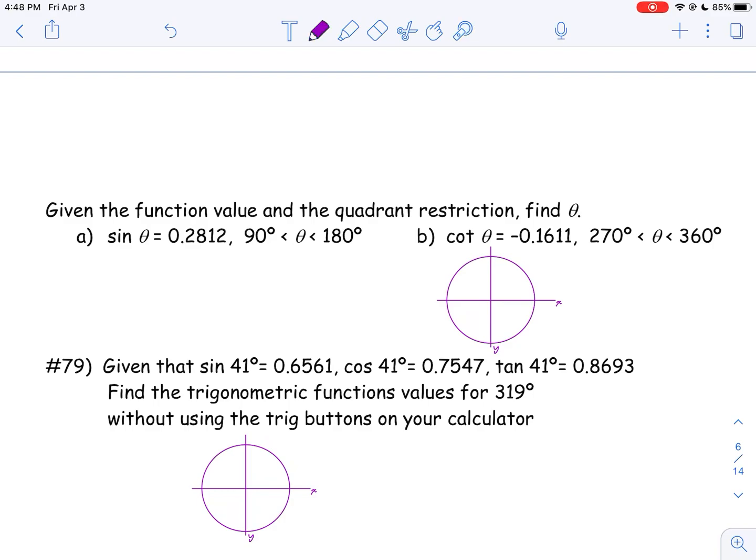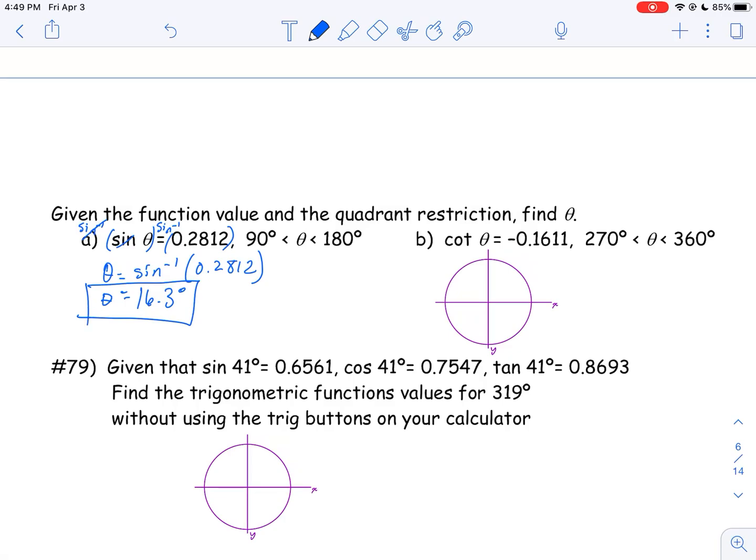So if we type that into our calculator, what are we typing in our calculator? Getting ahead of myself. We need to get rid of sine. How do we get rid of sine to get theta by itself? We're going to take the inverse sine of both sides. Now, in the previous video, we did some of these problems without using a calculator. With a ratio like 0.2812, we're going to be stuck to using it. It's not the numbers from our special right triangles. So when you type that in the calculator, you're going to get that theta is 16.3 degrees, which is great. We've got our answer, right?